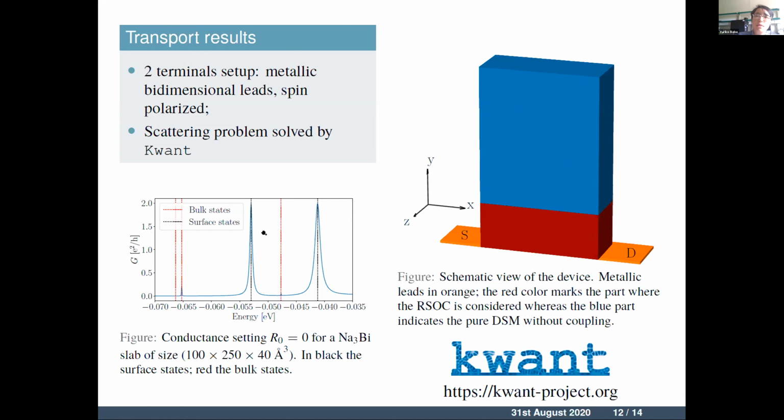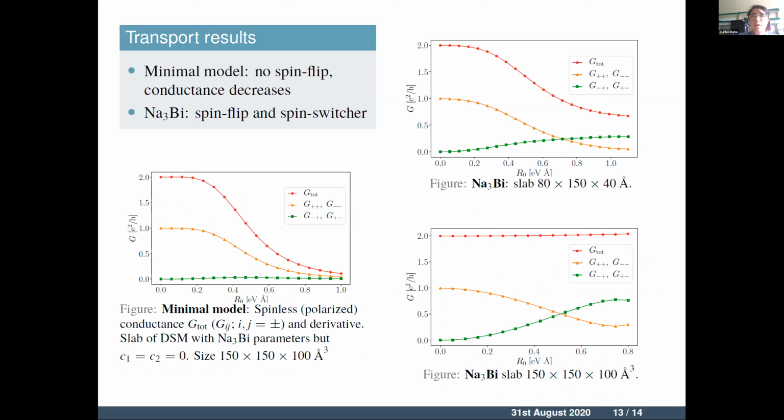In fact, as you can see in the picture on the left, the system reaches the expected quantized conductance in weighted peaks only for the surface states. Here you have three plots of the conductance for three different systems as a function of R0, or equivalently as a function of an electric field in the substrate. The total unpolarized conductance is plotted in red, the direct polarized conductance in yellow, and in green the spin flip conductance. The results for the minimal model are here on the left.